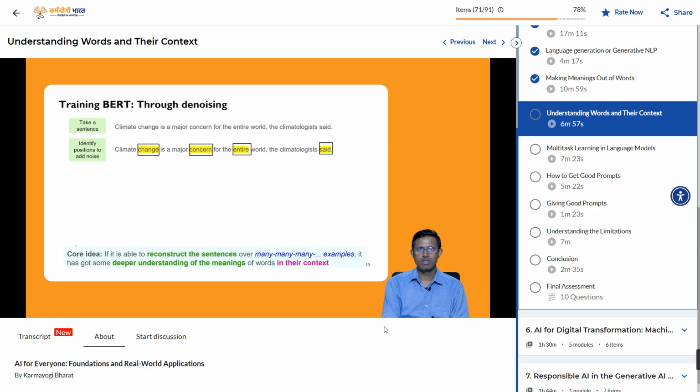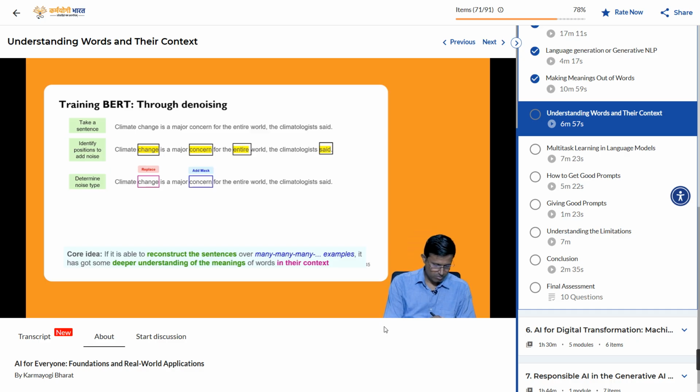Once we identify the positions, we then determine the noise types. There are different types of noises which can be added. One type is replacement. Here we will replace the word, say in this case change, with any random word from the vocabulary. Another type of noising is that we will be adding a mask here. Mask means that we will just hide that word. We'll put a special placeholder and no other specific word will be there. Another type of noising could be no change.